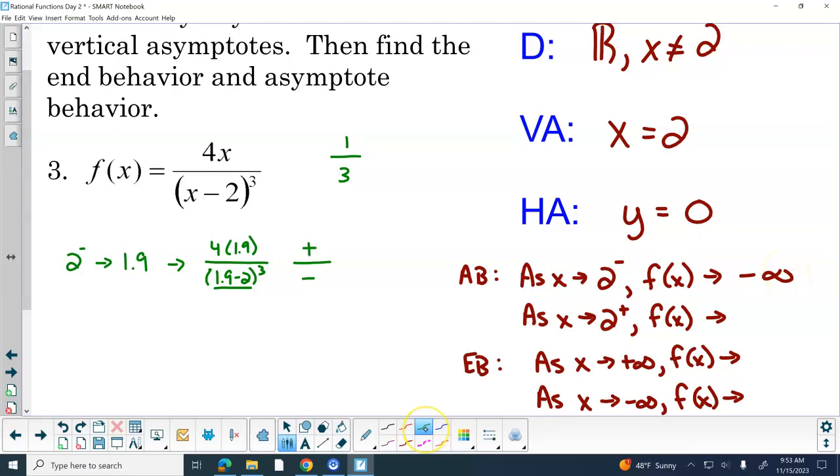Let's try right side. Let's go with 2.1. 4 times 2.1 is going to be 8.4, which is going to be positive. 2.1 minus 2, then cube. So this now is going to be positive. A positive cube is positive. Positive divided by a positive is positive. So this is going to be positive infinity.